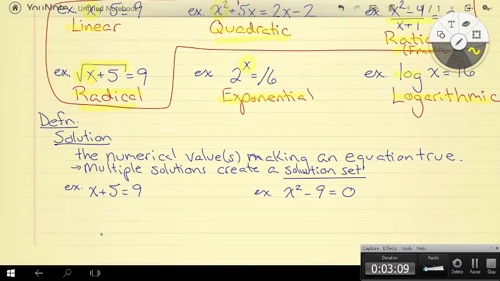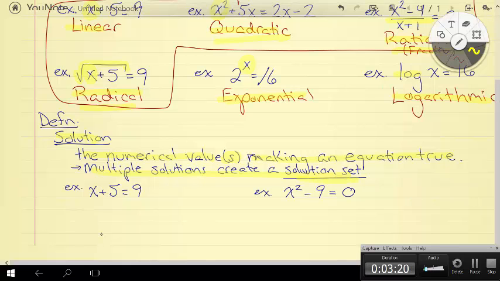Next definition, solution. A solution is the numerical value or values that make an equation true. If we have multiple solutions, we call that a solution set. Looking at this problem, x plus 5 equals 9, the solution is going to be the number that we add to 5 to get 9. We know the number that we add to 5 to get 9 is 4. Therefore, 4 is the solution to this equation.